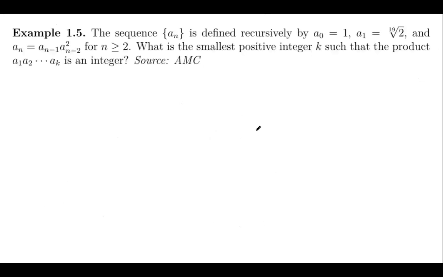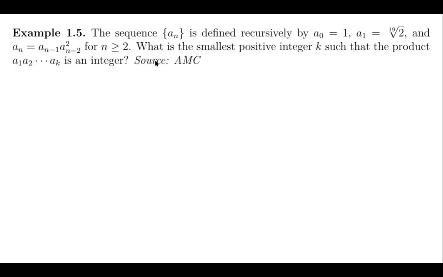Now we can take a look at a problem where we might use this. So we have the sequence an that's defined recursively. The 0th term is 1. The first term is the 19th root of 2, and an equals an minus 1 times a squared n minus 2. So what's the smallest possible positive integer k such that this product, a1 times a2 all the way to ak, is an integer?